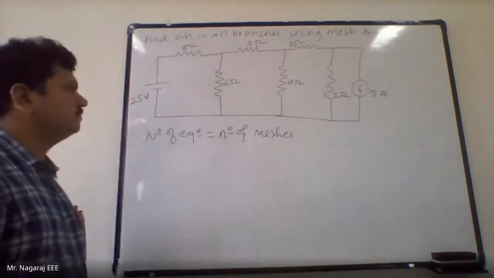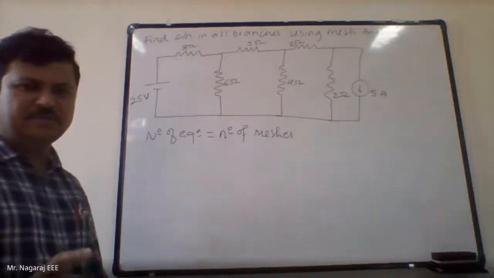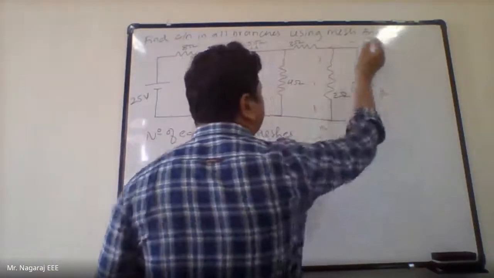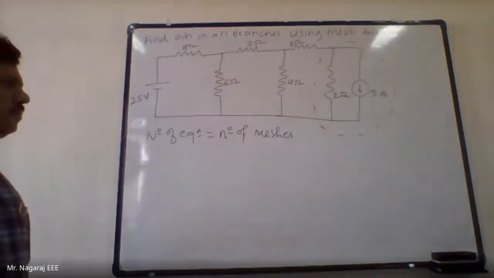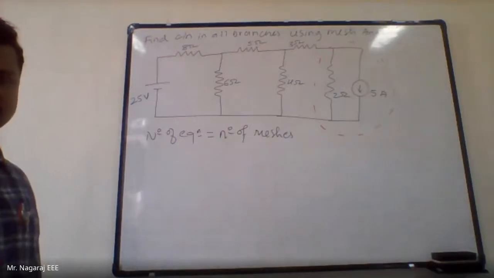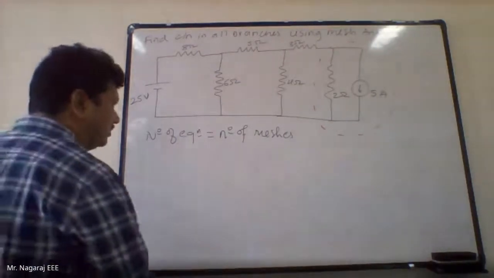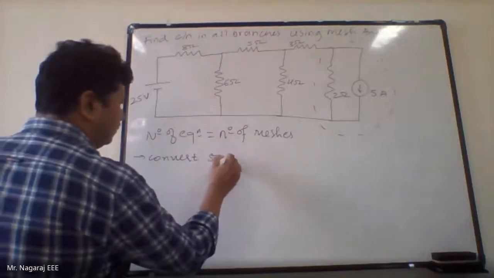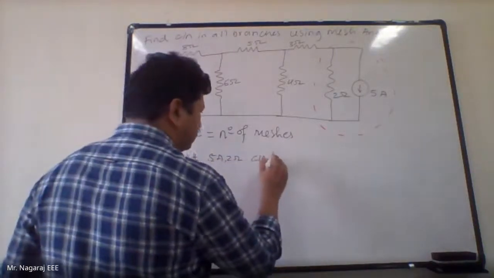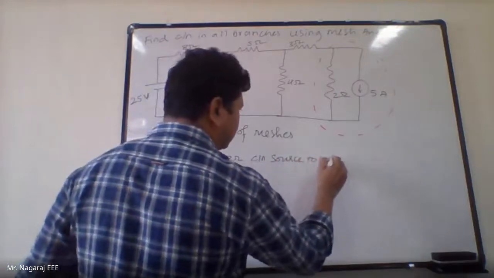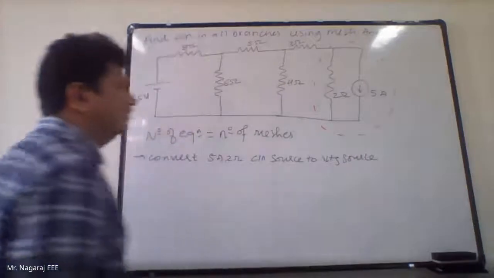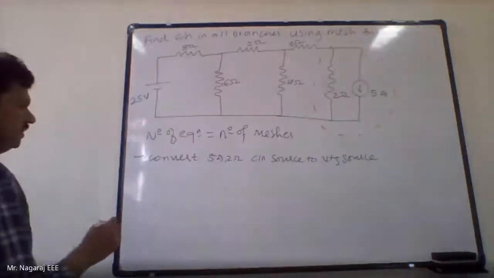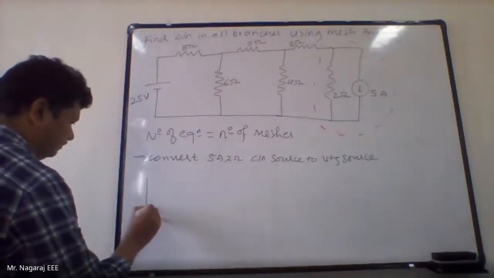Okay, so now in this example, there is a possibility that I can convert this 5 amp 2 ohm current source to a voltage source. So you can write here: convert the 5 amp 2 ohm current source to a voltage source. When I do that, I have to redraw the circuit once again.